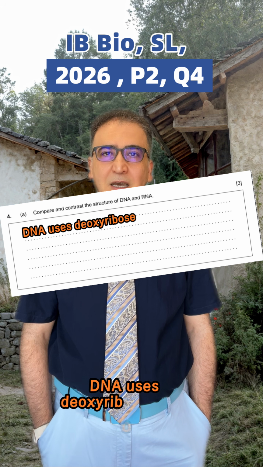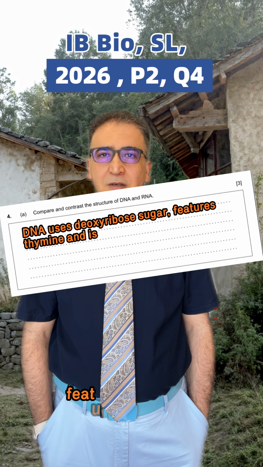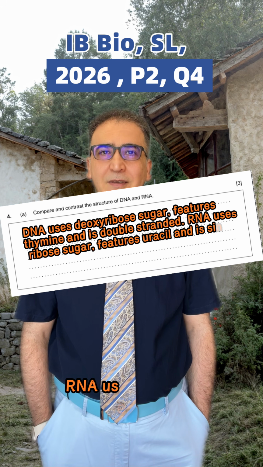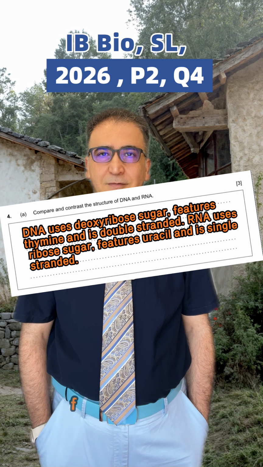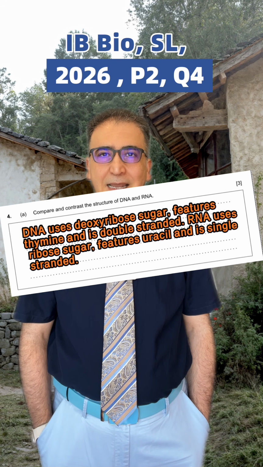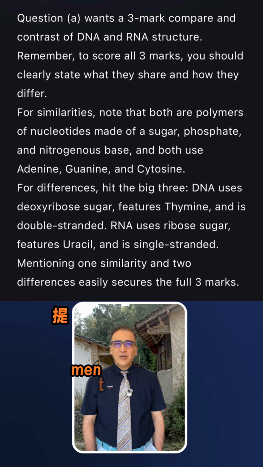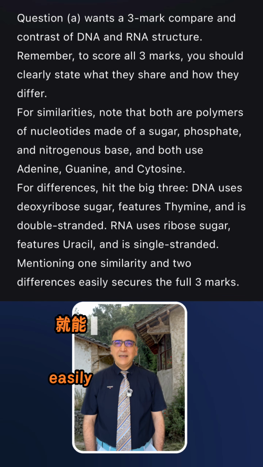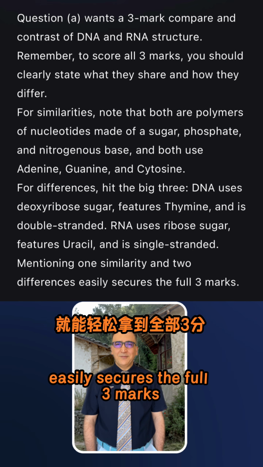DNA uses deoxyribose sugar, features thymine, and is double-stranded. RNA uses ribose sugar, features uracil, and is single-stranded. Mentioning 1 similarity and 2 differences easily secures the full 3 marks.